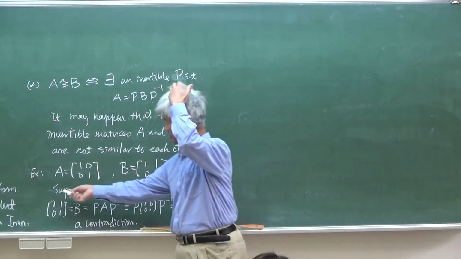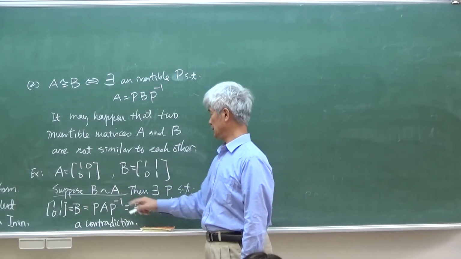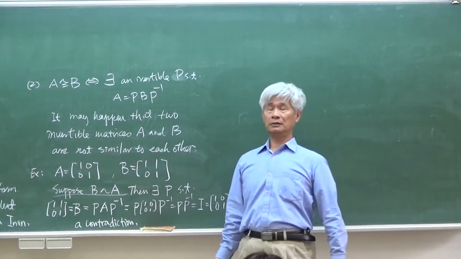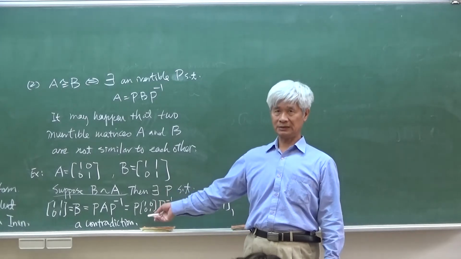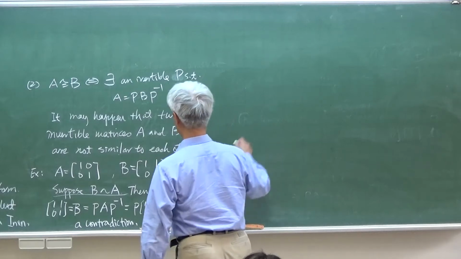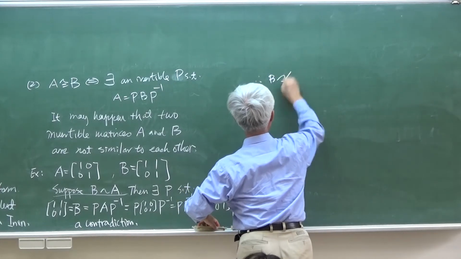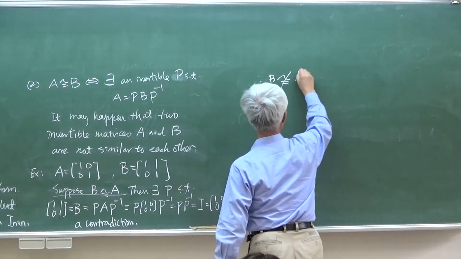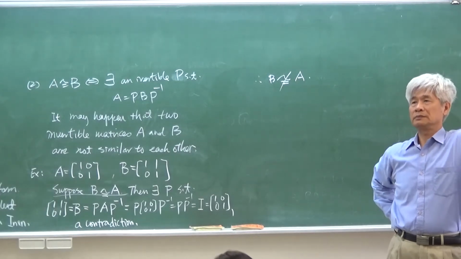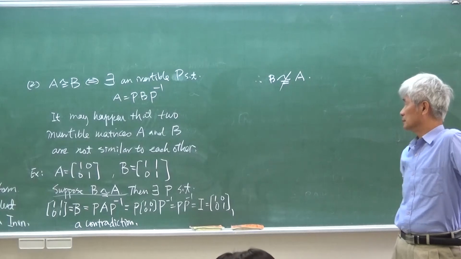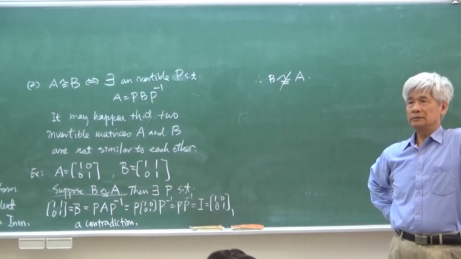Starting from the assumption that B is similar to A, we end up with B equal to A. But the fact is B is not equal to A. So we got a contradiction. That's simple. Okay, any questions?